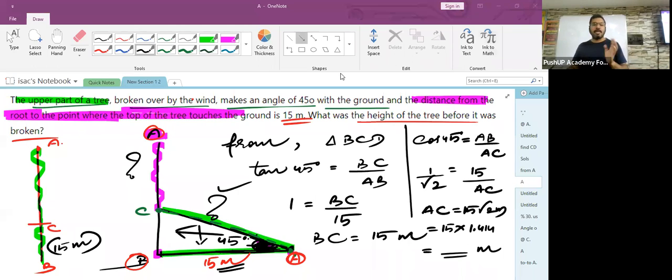Amal, don't use Pythagoras theorem. As long as you can find the answer by using trigonometric ratios, don't use Pythagoras theorem. They will cut your marks. For that, you should listen to my class. Then you should have understood it.